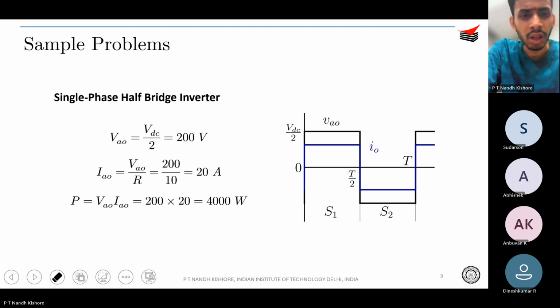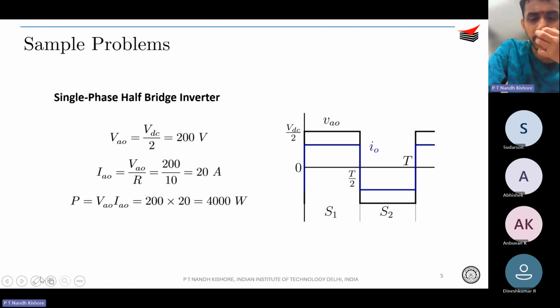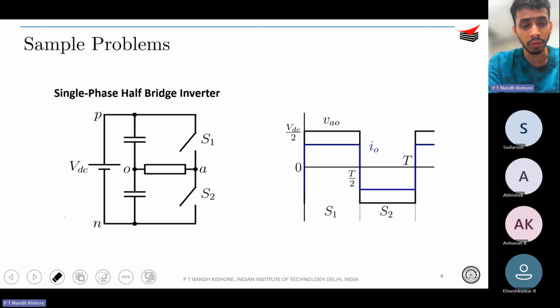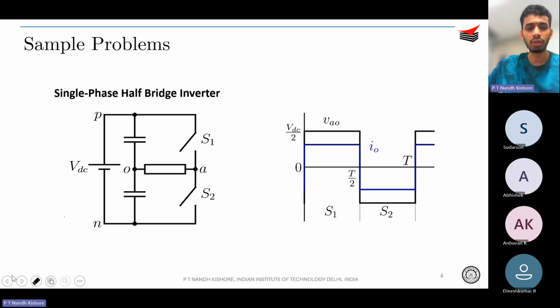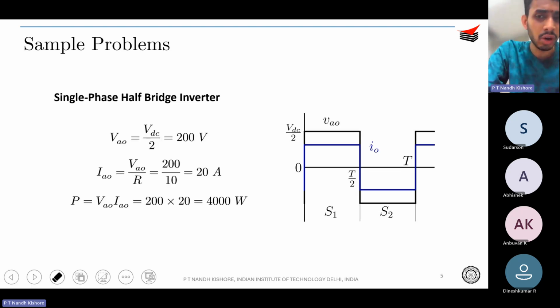Okay. So what is VA naught? VA naught is VDC by 2, obviously, right? Because as I told earlier, the point O is connected to the midpoint of your DC bus. So at one particular interval, when one switch is turned on, the voltage across the load is going to be either plus VDC by 2 or minus VDC by 2. It's only bipolar, it can only have two values.